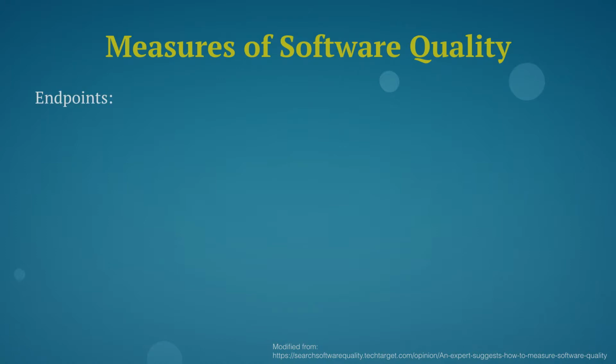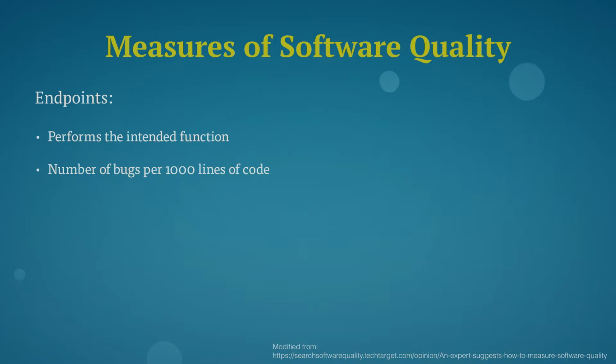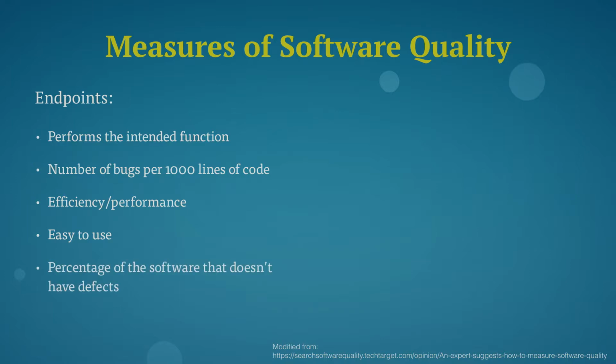Okay, so let's take a look at some of the measures that we could use to assess software quality. These are not my own. I did some research to see what people are using. So certain endpoints like, does it perform the intended function? What are the number of bugs per 1,000 lines of code? Is it efficient? Is it performant? Is it easy to use? What's the percentage of the software that doesn't have defects? Is it free of security problems?